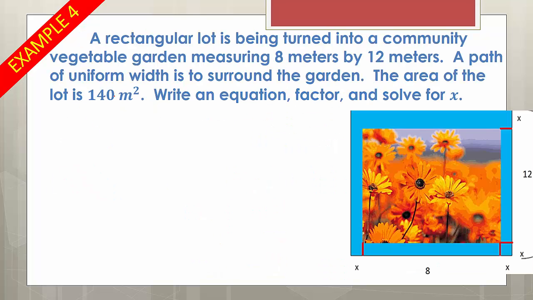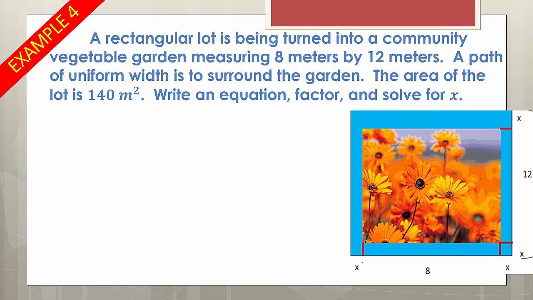Okay, fourth example. A rectangular lot is being turned into a community vegetable garden measuring 8 by 12. A path of uniform width is going to be around the garden, and the area of the entire lot, so including the path, is 140 meters squared. We need to write an equation. So keep in mind, the garden itself is 8 by 12. There is a uniform path.